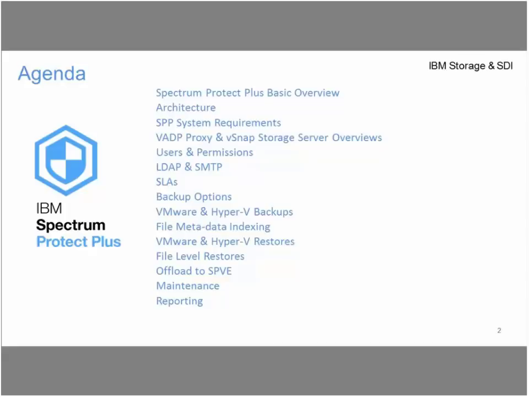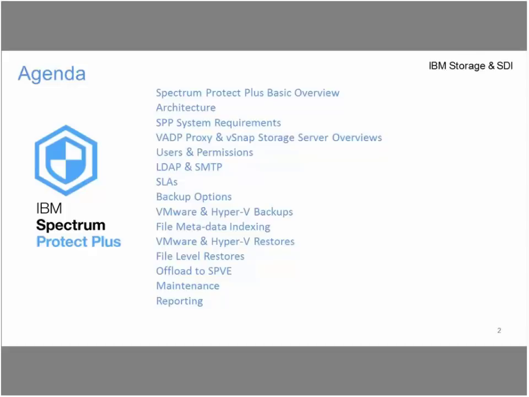We're going to talk about the connection to LDAP for users and the SMTP environment so that you can email and send reports out. We're going to talk about SLAs, which are service level agreements, to talk about the RPO and RTO requirements and how you translate that into policies within Spectrum Protect PLUS. We're going to talk about the backup options that you have for both VMware and Hyper-V backups.